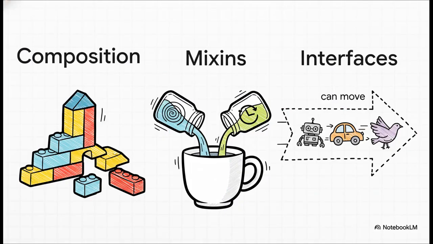So your modern programming toolkit has a bunch of great options. Composition is your workhorse for building big things out of small, interchangeable parts. Mixins are like little reusable feature packs you can bolt on to any class to give it new functionality, like logging. And interfaces are basically a formal contract for that duck typing idea. They define what an object must do, without getting bogged down in how it does it.